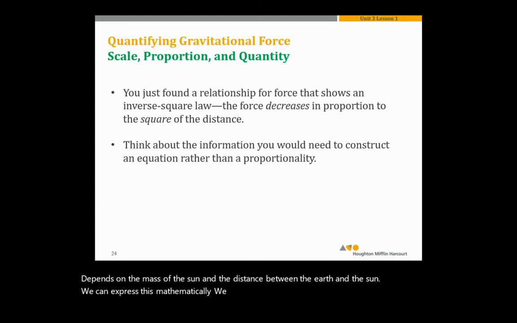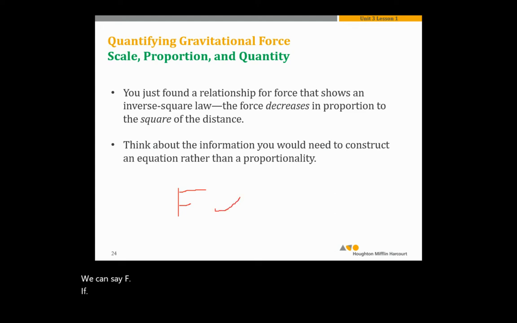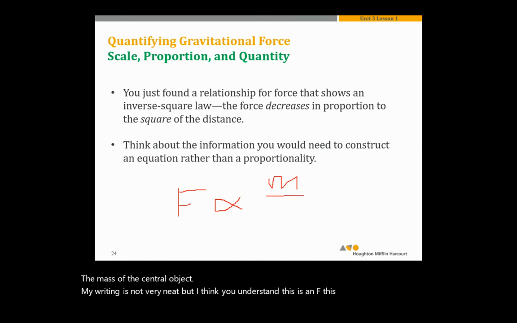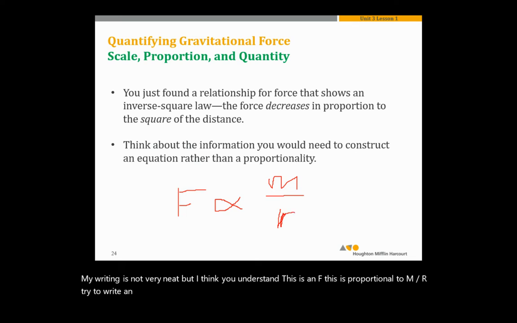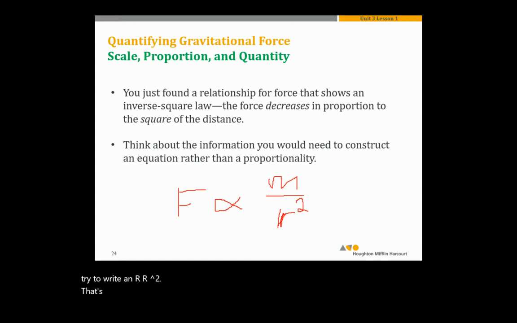We can say F is proportional to the mass of the central object. My writing is not very neat, but I think you understand this is an F. F is proportional to M over R. I'm going to try to write an R squared. Okay, that's not so bad actually.